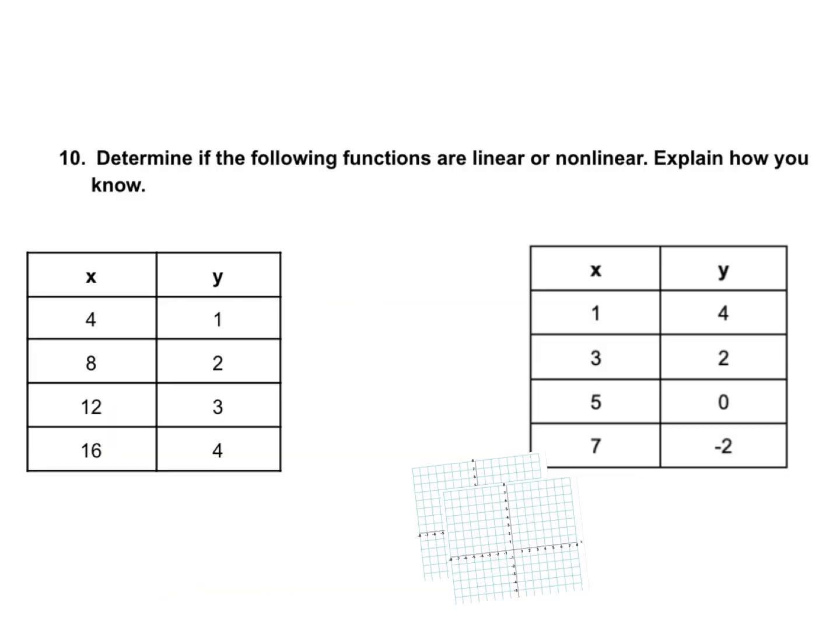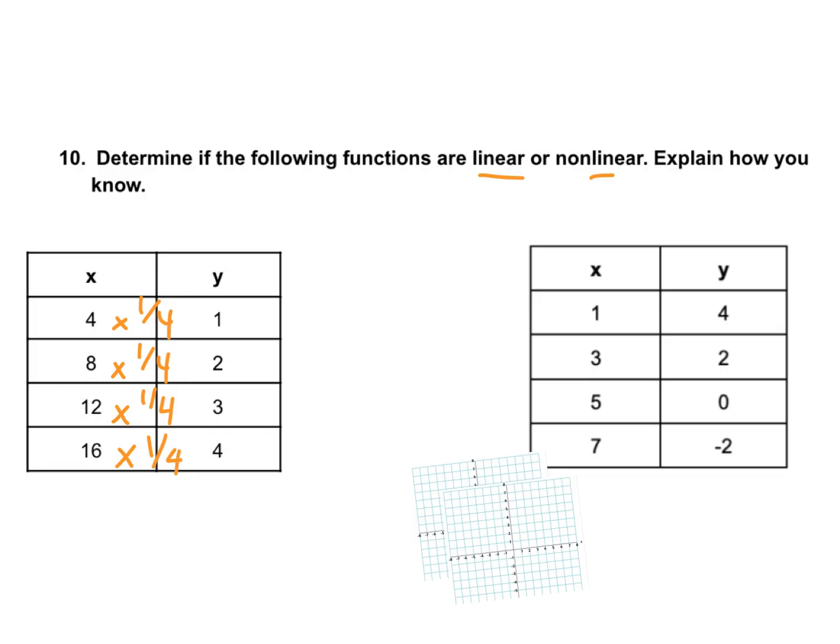Determine if the following functions are linear or nonlinear, and explain how you know. A couple of things to look for is a consistent pattern. I at first like to look across to see, is there something going on here? It looks like 4 divided by 4 gives 1, 8 divided by 4 gives 2, and 12 divided by 4 gives 3, and so on. Or if I multiplied everything by a fourth, there is a consistent pattern going across the table.